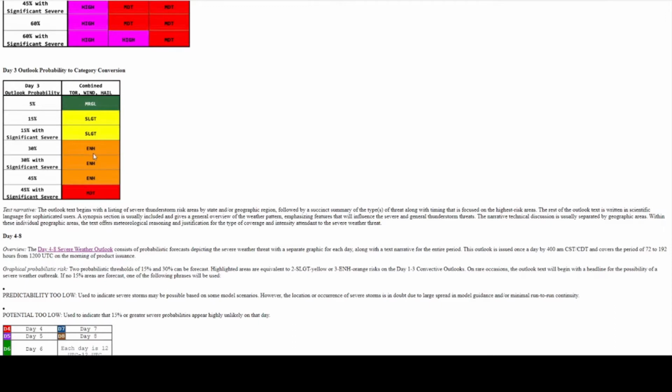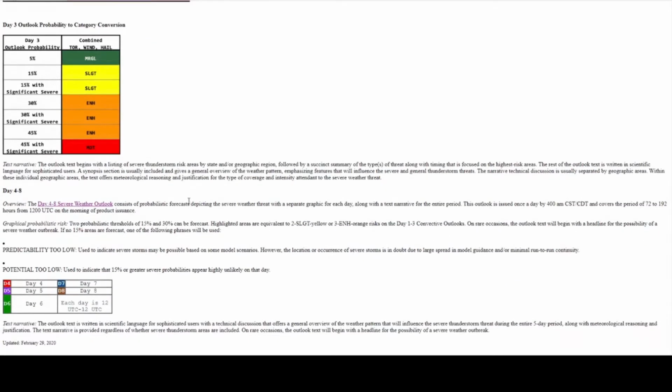It's rare even to get enhanced for day 3. That usually means a high risk for that day coming up too. And then there's 4 through 8, which only has 15% or 30%, which they don't usually give. It does say on rare occasions it does headline with the possibility of a severe weather outbreak, which is crazy. But yeah, 15 and 30% are usually what happens.